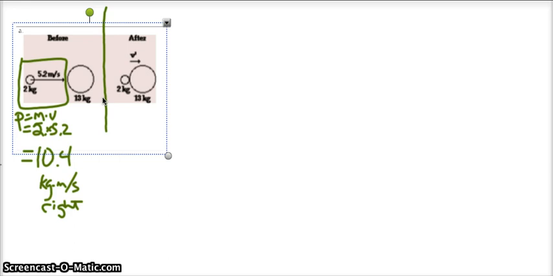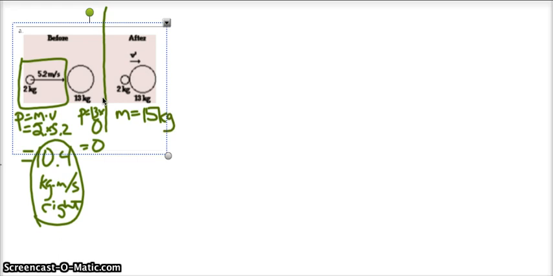Now this one, since it has no velocity, its momentum is going to be P equals its mass, 13, times 0. So its momentum is equal to 0. Add the 2 of them together to get the total momentum before, and your total momentum would be 10.4 plus 0, which is 10.4. Now, we have to figure out what the velocity of the combined masses is after the collision. The combined masses have a total mass of 15 kilograms.